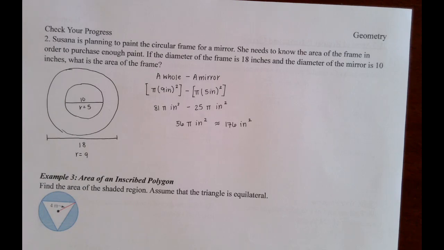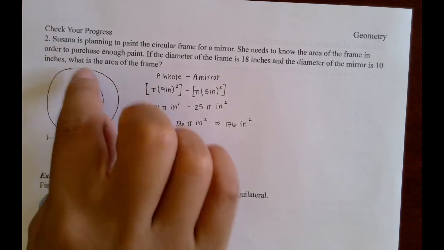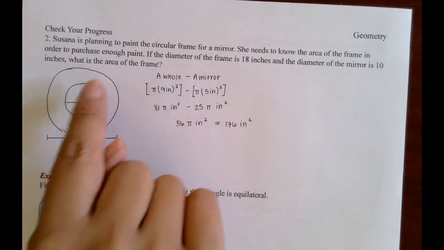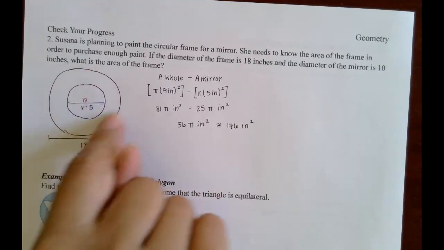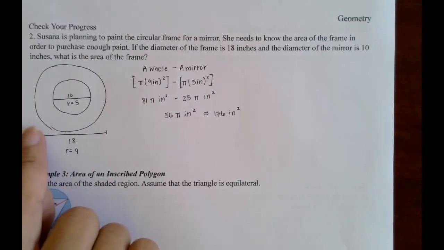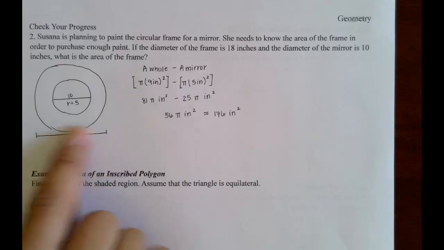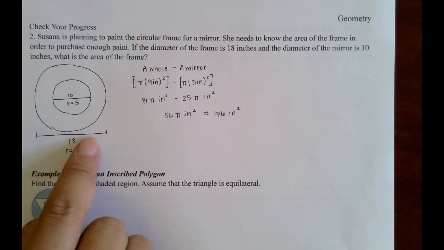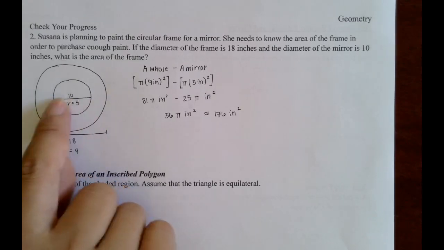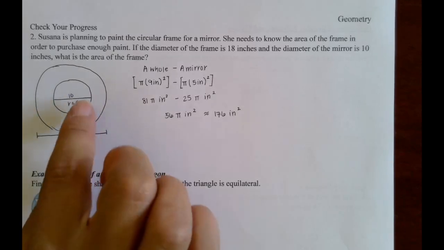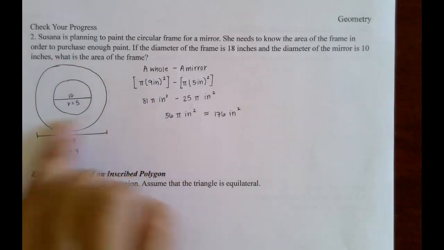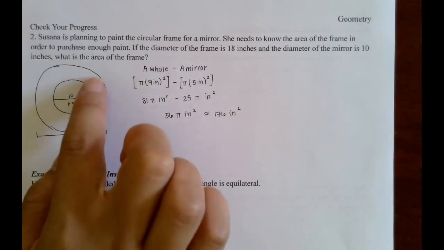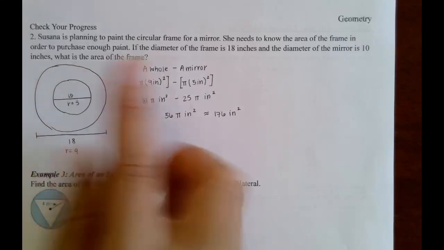Okay. So Susanna's planning to paint the circular frame for a mirror, right? She wants to know the area of the frame, because she's obviously not painting over the mirror. She's just painting this part of it. We know the diameter of this whole thing is 18 inches, and the diameter of the mirror is 10 inches. So if we know the whole thing and we subtract the mirror, that will give us just the frame.